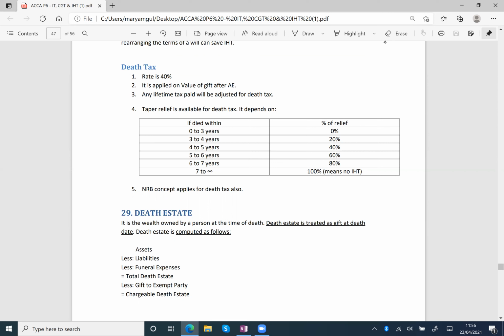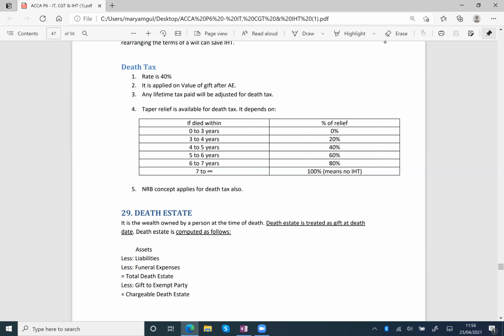How much taper relief is available? It depends. There are two columns you can see. First, if died within, and next column, percentage of relief. So if you die within 0 to 3 years of making the gift, 0% taper relief available.